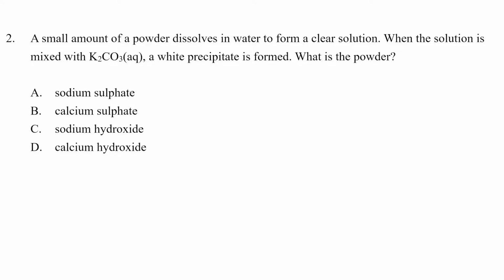2012 question 2. A small amount of a powder dissolves in water to form a clear solution. When the solution is mixed with potassium carbonate solution, a white precipitate is formed. So what is the powder? So here, first off, we're given four options, and let's assume that all of them are in powder form.